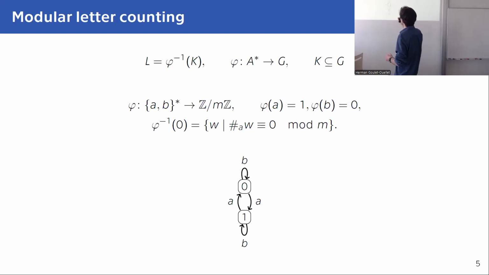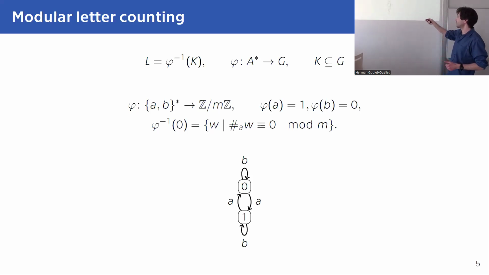Here my group is Z over MZ. Well, in that picture, I put M equals 2. And so that's a simple example of a group language where my group is just a cyclic group. And I interpret A as +1 and B as +0. And if I take phi inverse of 0, so now I take a one-element subset of my group, the language is the set of all words W whose number of A is congruent to 0 mod M.